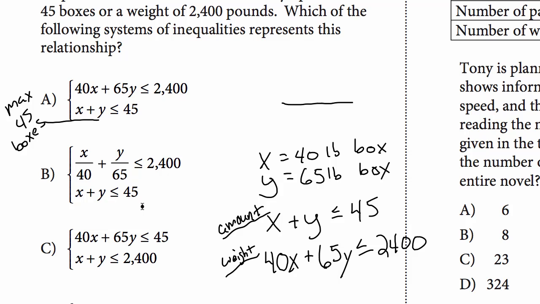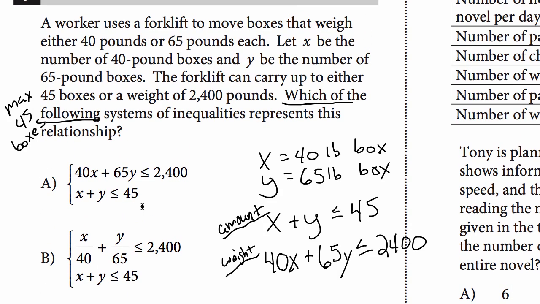There it is. Oh, it was A. I'm looking right at it. Yeah, X plus Y is less than or equal to 45 because a max of 45. And here's your weight equation right here. The 40-pound boxes, you have some amount of those. The 65-pound boxes, some amount of those. And it's going to be at most 2,400 pounds. That's it. Choice A. Move on.